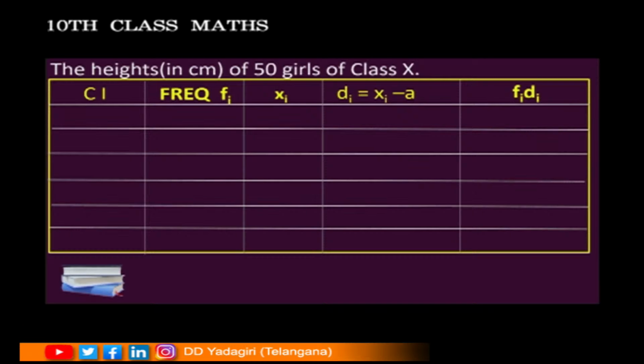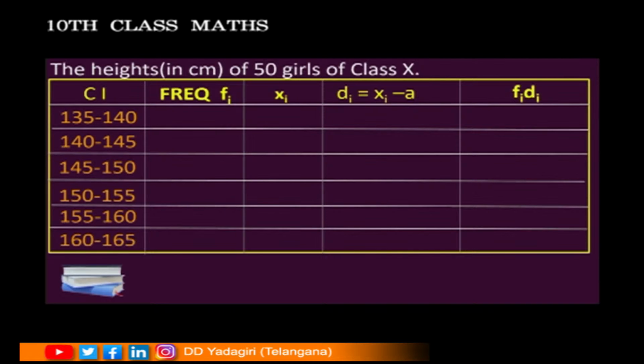finally Fi into Di. So we have got the class intervals already given in the problem, and the frequency is already given in the problem. We have found out the xi values, or the mid values, in the previous problem. We just take the values 135 plus 140 by 2, which is 137.5, 140 plus 145 by 2, 142.5, 145 plus 150 by 2, 147.5, 150 plus 155 by 2, 152.5, 157.5, and finally 162.5.